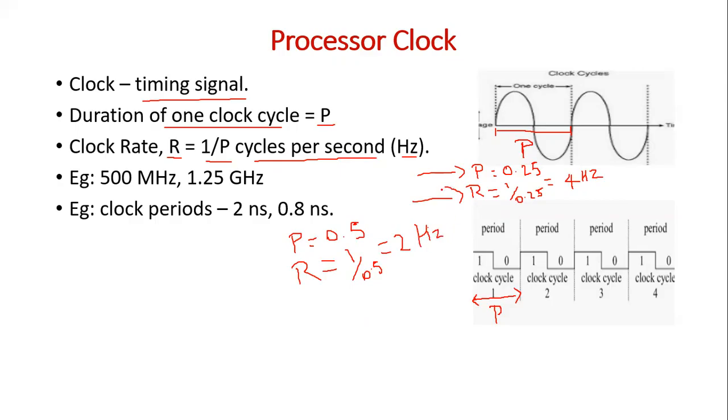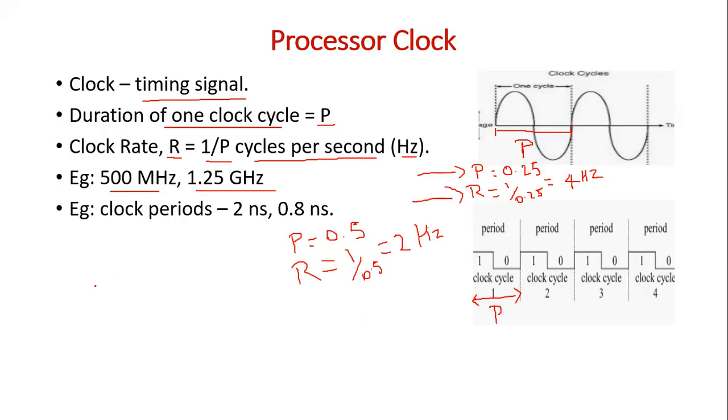Generally we hear terms like this: the processor is working at a 500 megahertz clock, or 1.25 gigahertz. So megahertz and gigahertz are nothing but cycles per second. How many cycles per second? There are 500 megahertz of cycles per second. 500 megahertz means how many hertz?